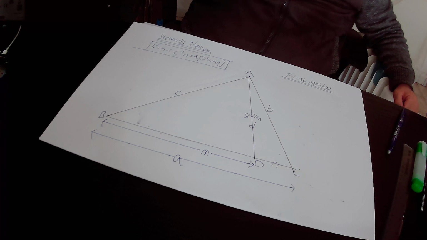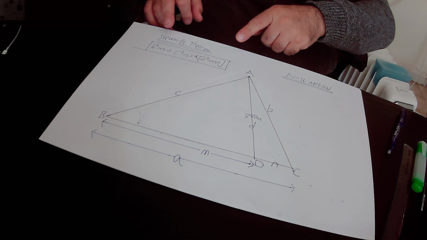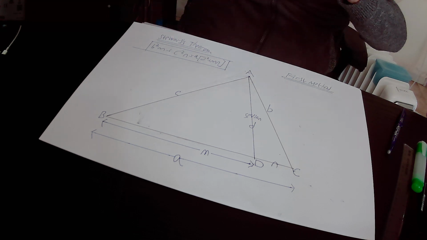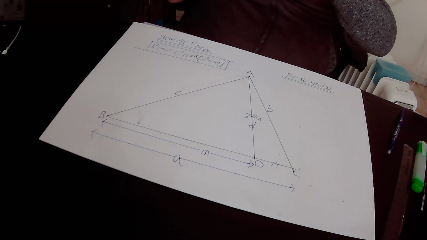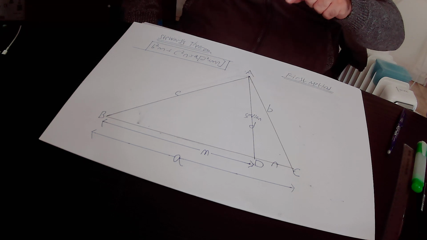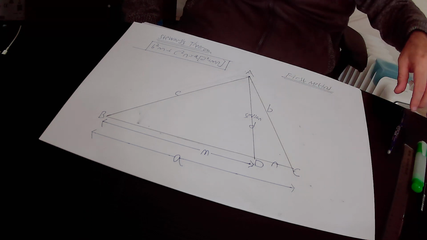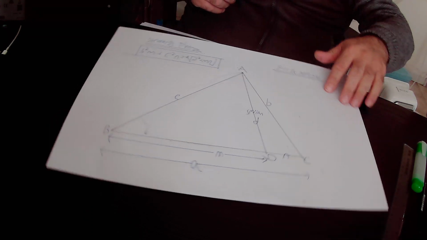So, we'll prove Stewart's theorem. We'll prove that this equation is true in two different methods. So, in the first method, we'll do a construction from point A, we will draw a perpendicular on BC. Okay.